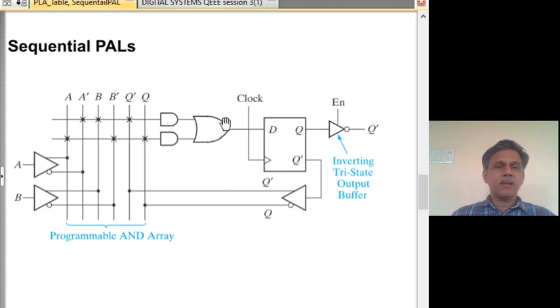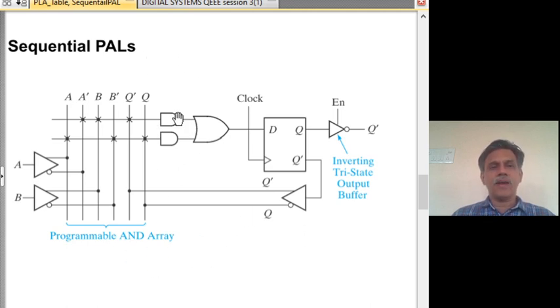Suppose the D input, the next state variable, is the following function, let us say it is A bar, B, Q bar, and that is this term, and this term is B bar, Q. So, it is the OR of these two terms, and that is given as the D input of the flip-flop. If you have one output Z, which is let us say A bar B, we could always use one more such PAL-like circuitry and generate an output also.